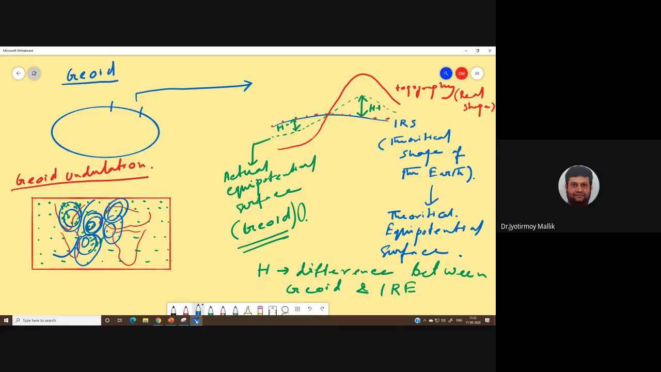Yeah, I can contour H, be it positive, be it negative. So the difference between the geoid and the IRE is called geoid undulation. Okay? The difference between the geoid and the international reference ellipsoid is called geoid undulation, and then we can create a geoid undulation contour map by contouring the values of H at different parts of the world.